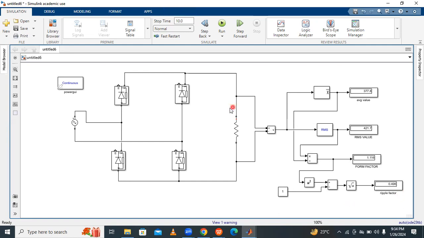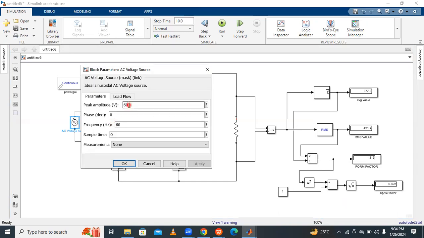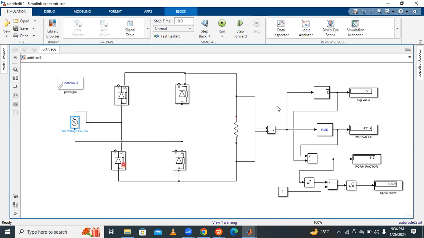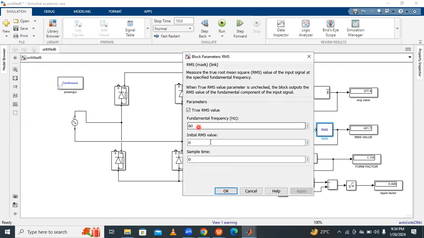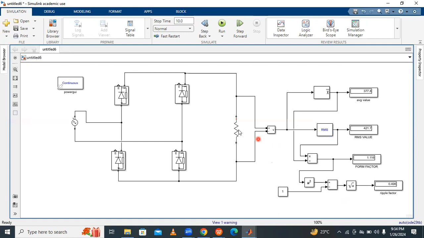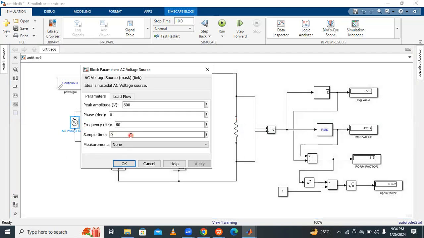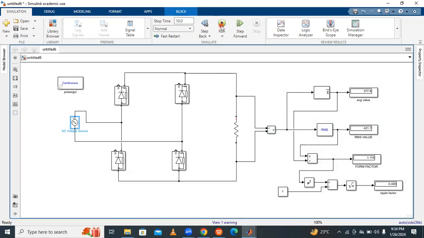That is 49.6%. Okay, here peak amplitude is 600 and frequency is 60 hertz. Here also, the RMS block has fundamental frequency 60 hertz. And here resistance is 50 ohms. Then simulate, you will get the results. If you want, sample time is also 0.00001. Then apply, then okay, we will get accurate results.